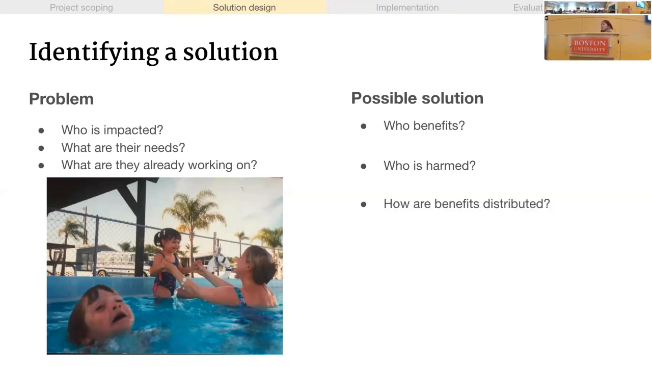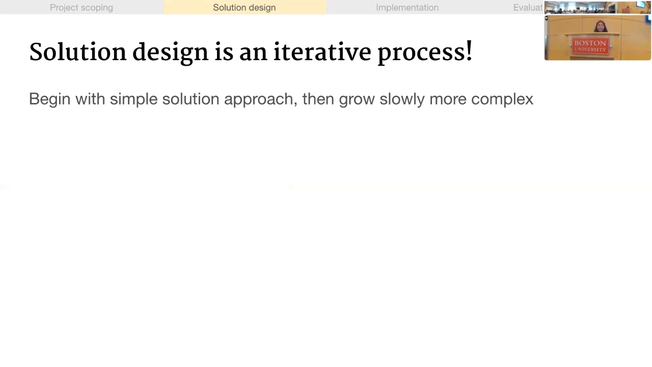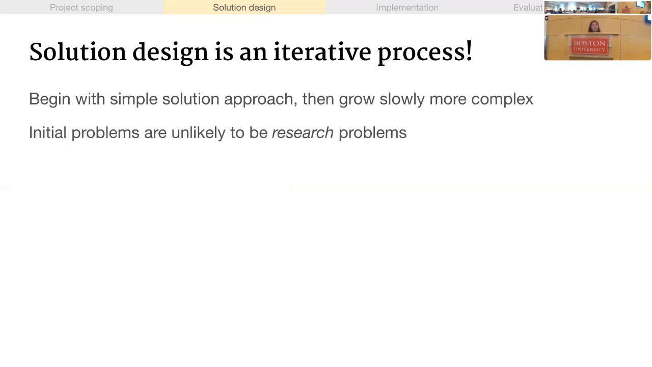And then how are the benefits distributed, especially compared to what this was beforehand. So really this is this process of talking with stakeholders, brainstorming through ideas, and you can start off simple and then slowly grow more complex, as we'll discuss.